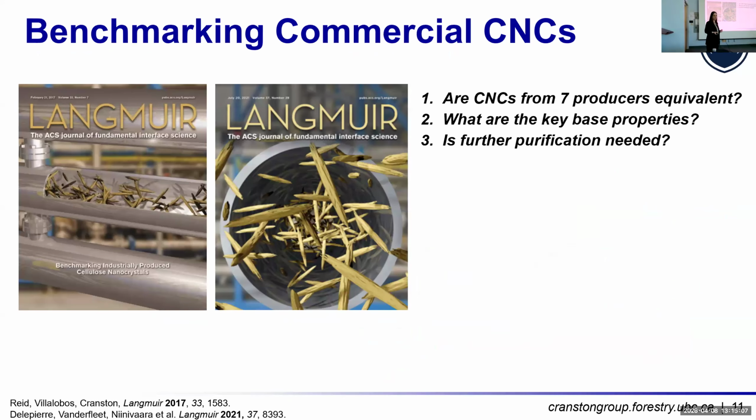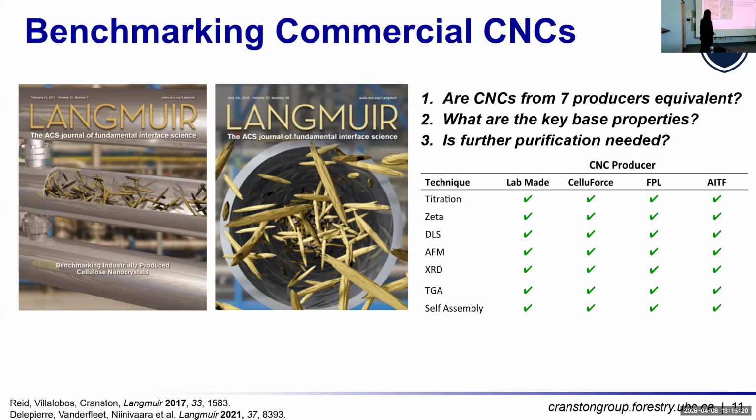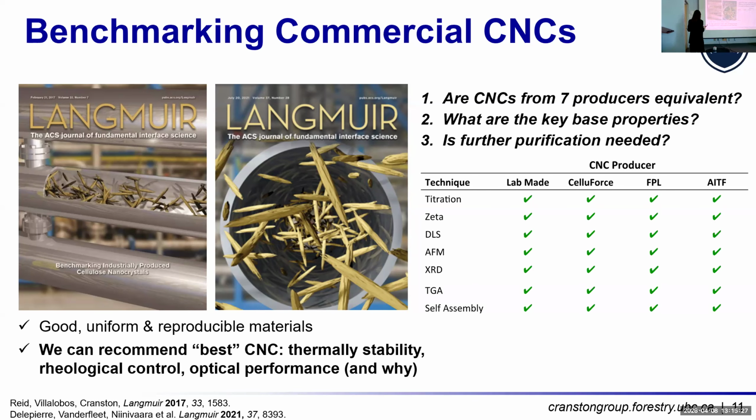And I'm not going to go into the long details of the study now, but we were asking ourselves questions like, are the CNCs from the 7 different producers, are they all the same? What are the key base properties? And are these materials clean when you buy them? And in short, we did a lot of characterization side by side, and everything looked pretty similar. So nothing too exciting to think about there. But we could say that all of these industrially produced materials are pretty good, uniform, reproducible. They're made by different processes and from different starting materials, but all in all, pretty similar.